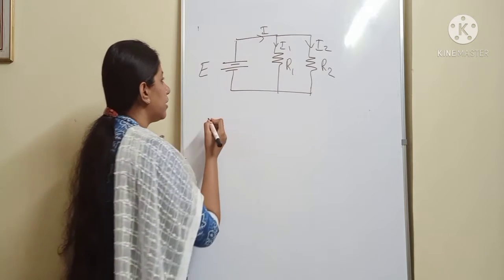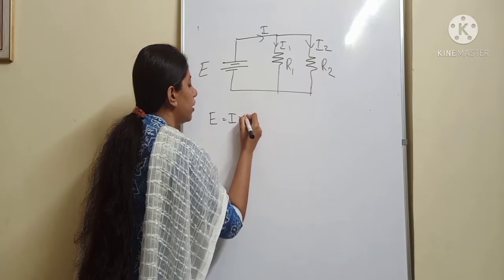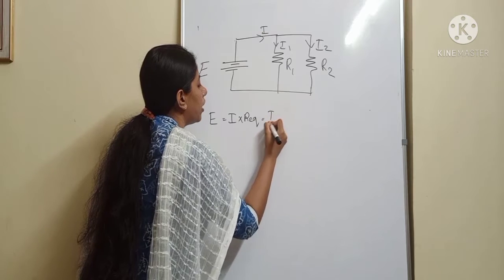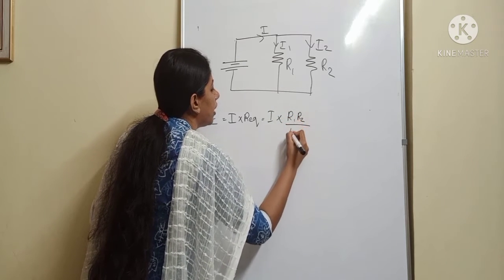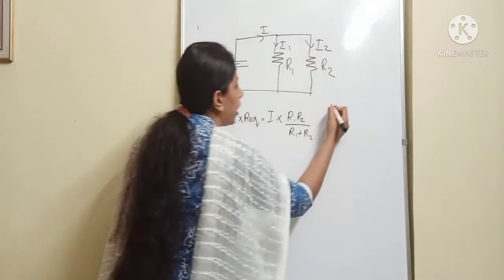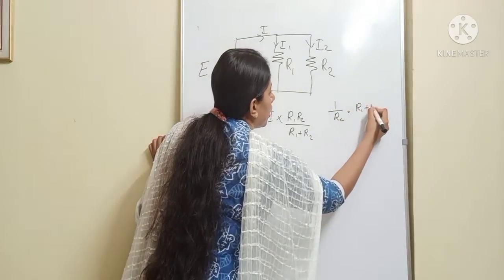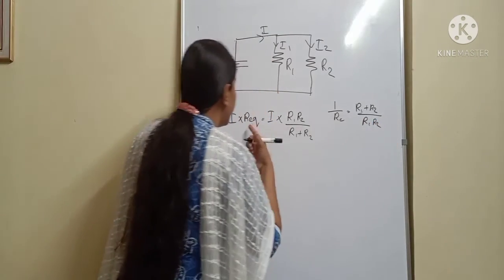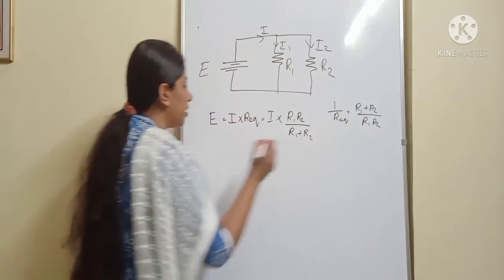So, we know that E is equal to I into R equivalent, right? So, R equivalent, what is the value? I into R1 into R2 divided by R1 plus R2. We have already discussed this. 1 by R equivalent is R1 plus R2 divided by R1 into R2. So I into R equivalent will be R1 R2 divided by R1 plus R2.